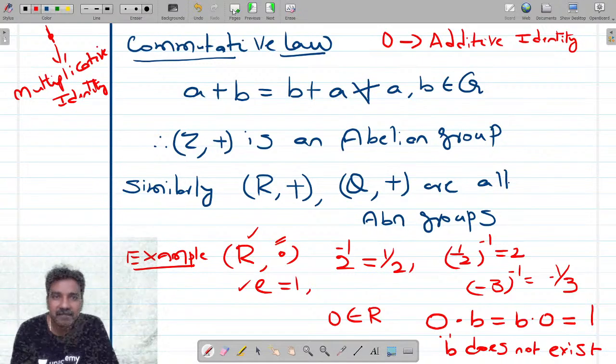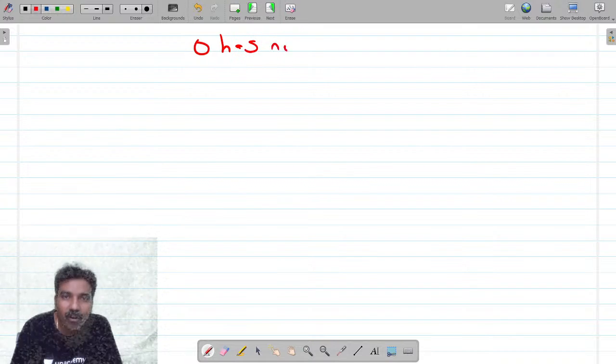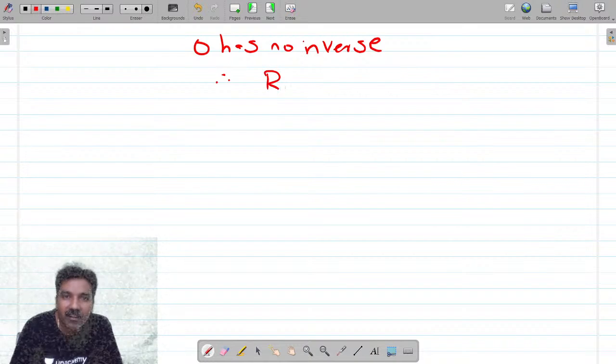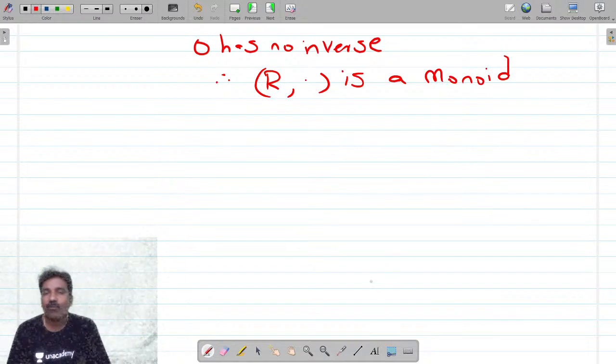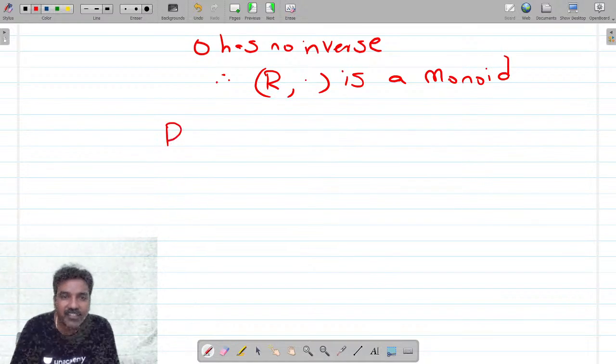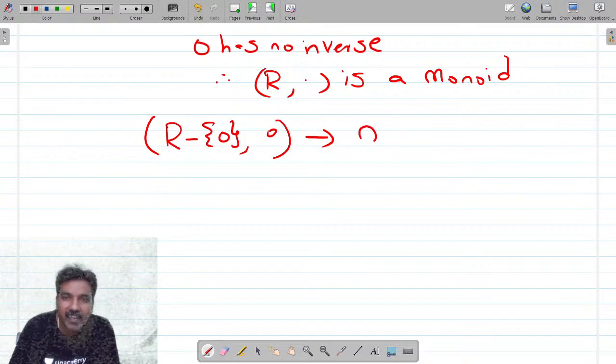It means that zero has no inverse. So (R, dot) is a monoid. But I will tell you one relaxation. If you eliminate 0 from the real numbers with respect to dot, this will be an abelian group. You can cross check it.